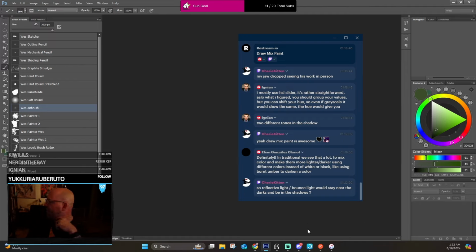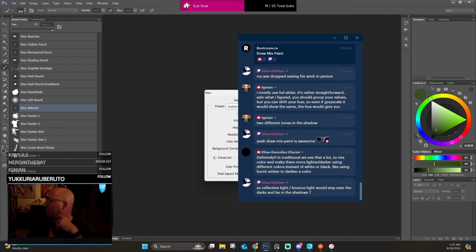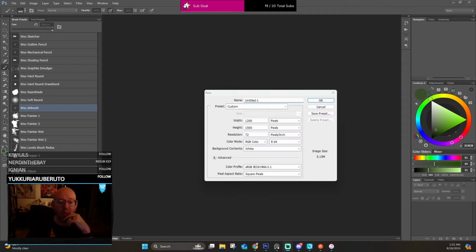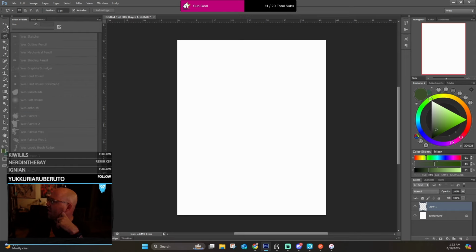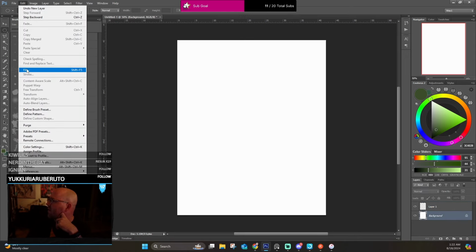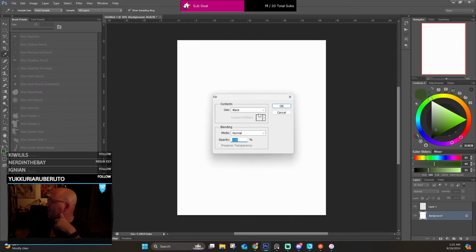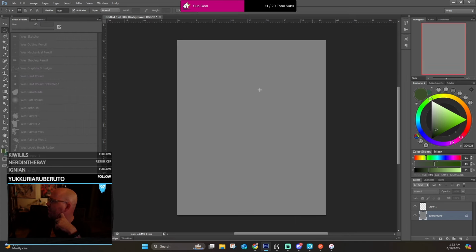So, perfect example. Let me bring this up real quick. It's going to be very bad. Okay. I am going to hide chat real quick so we can get this, but I'll bring it right back. Let's do this. That's fine. Okay. I'm going to 50% gray this because of course I am. Let's fill this with 50% gray. Cool. All right. So we have this, right?